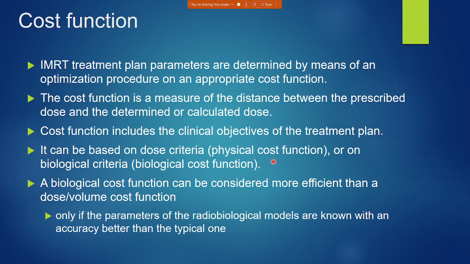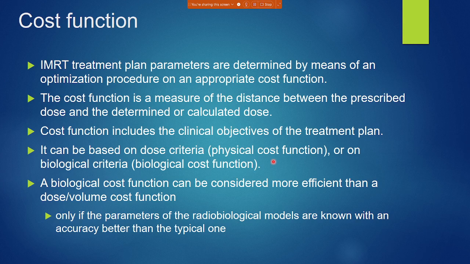So what is the cost function? IMRT treatment plan parameters are determined by means of an optimization procedure with an appropriate cost function. The cost function is a measure of the distance or the difference, I would say, between the prescribed dose and the determined or calculated dose. Cost function actually includes the clinical objectives of the treatment plan. It can be based on dose criteria, which is a physical cost function, or it can be based on biological criteria, which is a biological cost function.